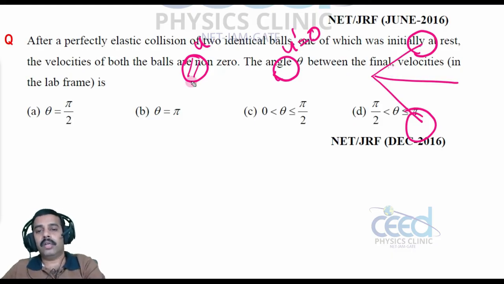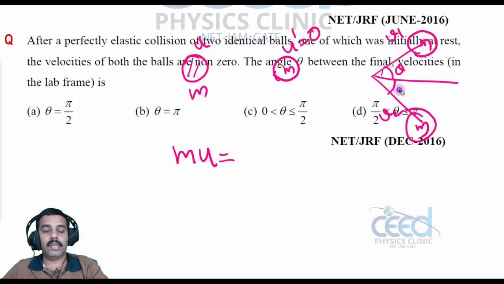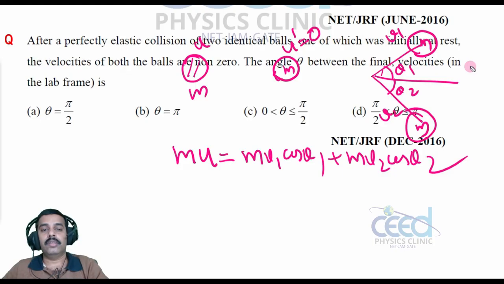Suppose the initial momentum is mu. These are identical balls, so each also has mass m, and they move with velocities v1 and v2. If the angles are theta 1 and theta 2, then mu equals mv1 cos theta 1 plus mv2 cos theta 2. So I have equated the x-axis component of momentum.